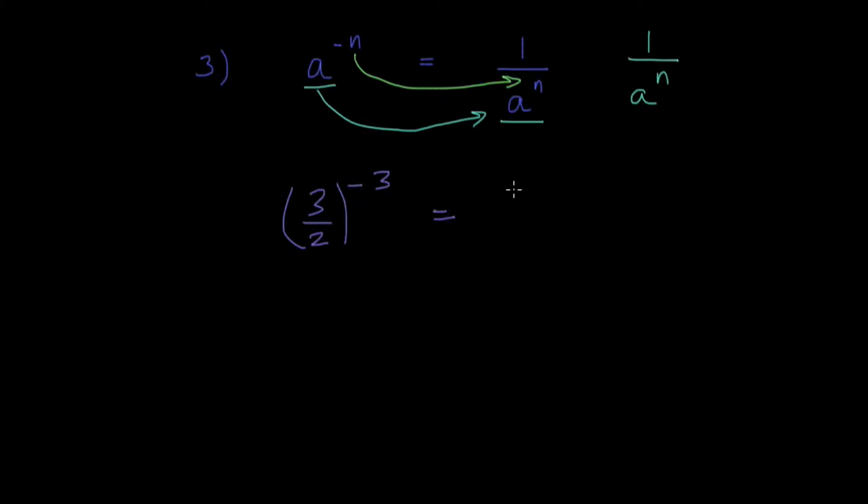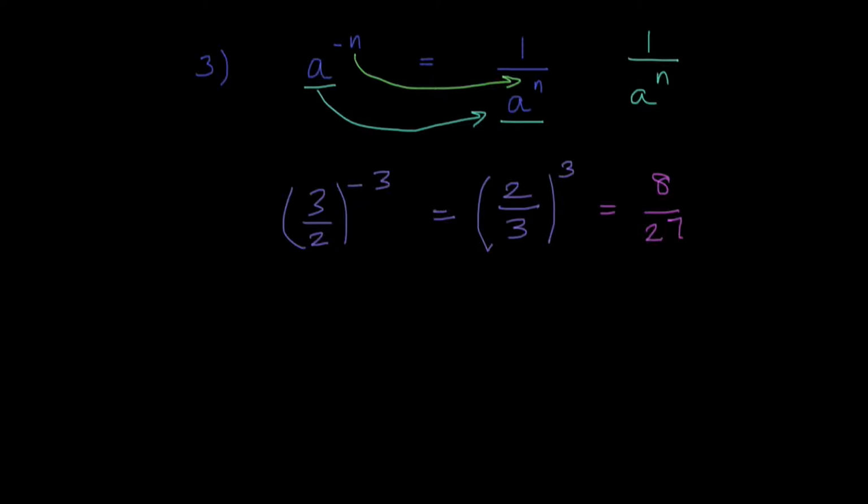So what you do is you switch the fraction around. The denominator becomes the numerator, and the numerator becomes the denominator. So you switch them around, and now you raise it to the same power, but positive. Okay, and you could solve this further. 2 to the third is 8. 3 to the third is 27, and that would be your answer.